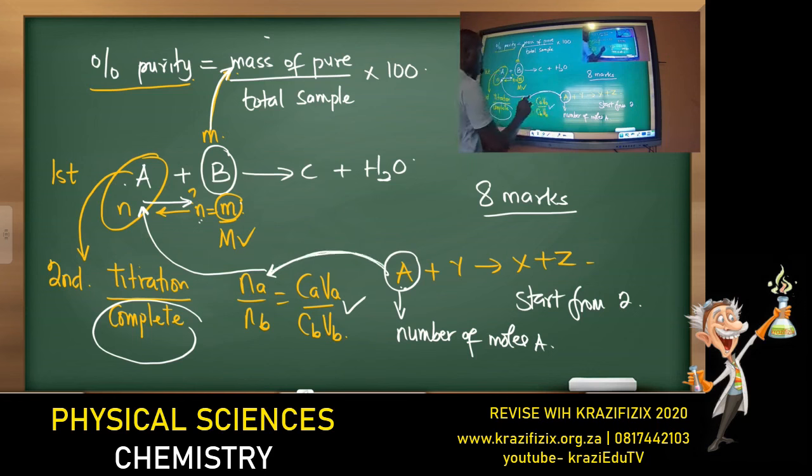So you have your number of moles. You get the number of moles here. Mole ratio allows you to get the number of moles. When you get the number of moles of B, you get the mass. You bring the mass in and calculate your percentage purity.